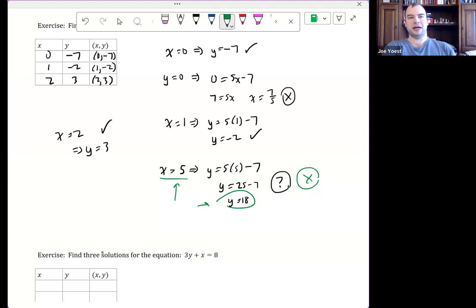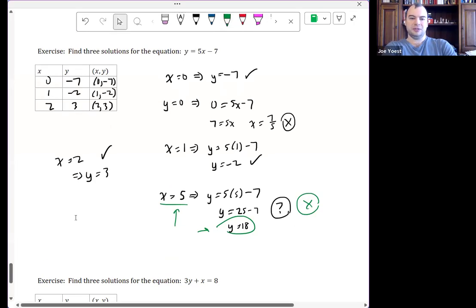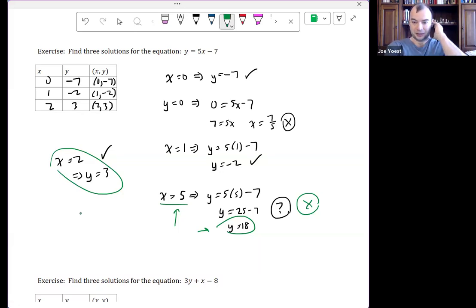I'm shooting for x comma y values where my coordinates are integers and probably also between -10 and 10. Sometimes I can't get both of those. Sometimes it doesn't work out so nicely, but when I can, I'm going to shoot for that. So I see something like x equals 2, y equals 3. That works a lot more nicely. When x is 2, my right-hand side is 10 minus 7, or 3. I'll use that one instead. And this gives me three nice points that I can pretty easily plot on a standard -10 to 10 in both directions coordinate plane, with integer coordinates.